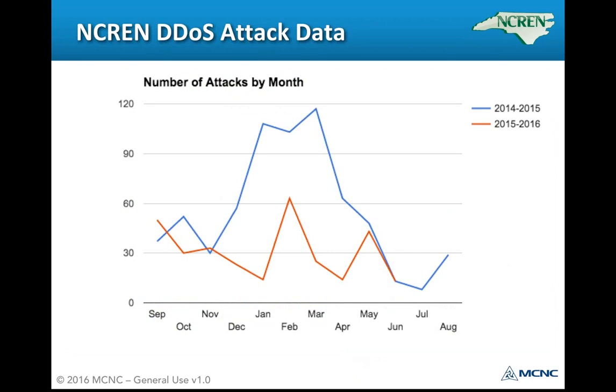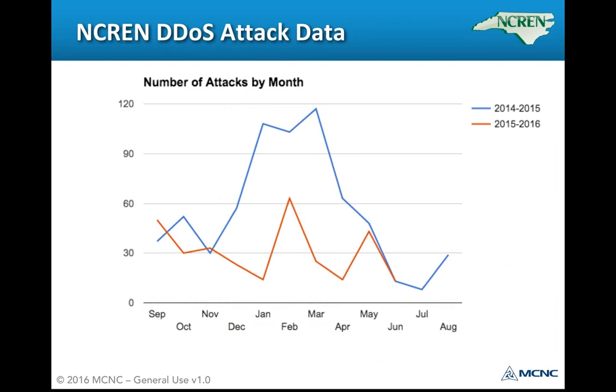So you'll notice that the trend here is that the number of attacks was generally much higher last year than what we saw this year. And another interesting trend to note is that we generally see attack traffic at a higher level between September and May when the students are in schools, and then during the summer months when students are out of school, the attack traffic drops off. So that's another trend that's interesting to note there.